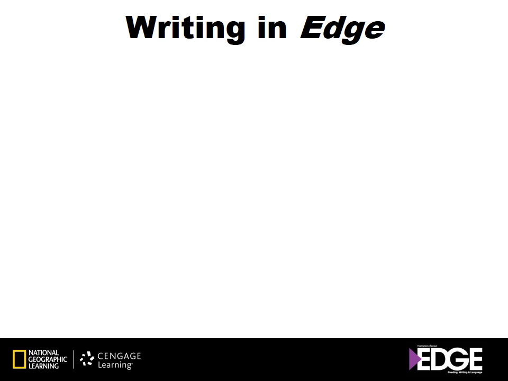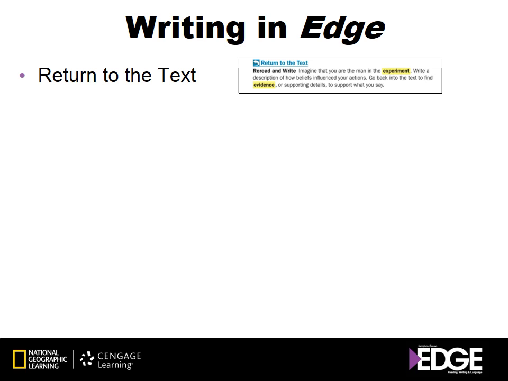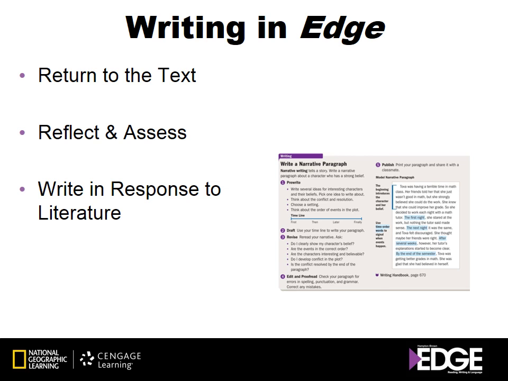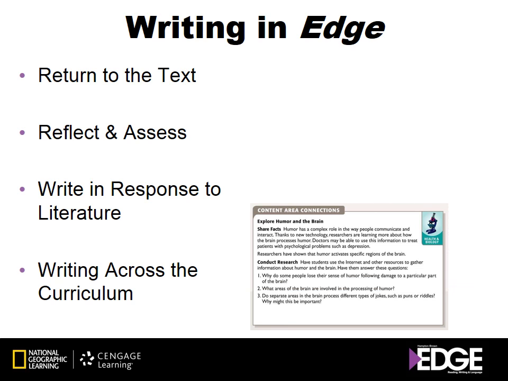Before we move on to the unit wrap-up, I just want to reiterate that the writing project is not the only writing students perform in EDGE. At the end of each selection, students return to the text and reread and write as they analyze the text. At the end of each cluster, students write about literature as part of the Reflect and Assess lesson. In the Integrate the Language Arts lesson, at the end of each cluster, students complete a writing assignment using all steps of the writing process. And throughout the units, students have additional writing opportunities in content area connections, which are found in the teacher wrap. Students also write in relation to that close reading selection we just discussed.